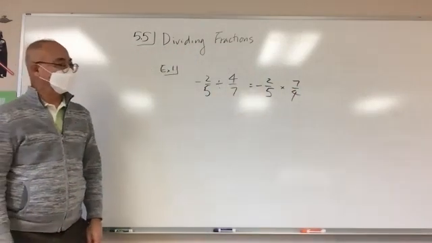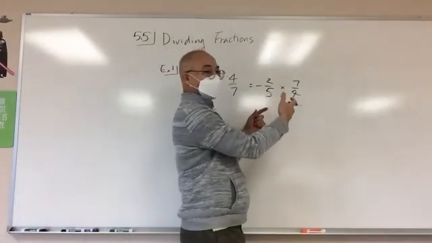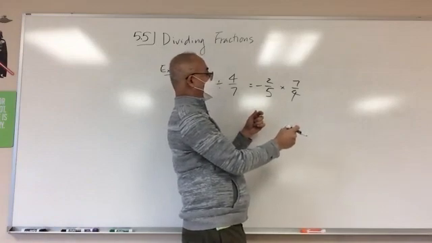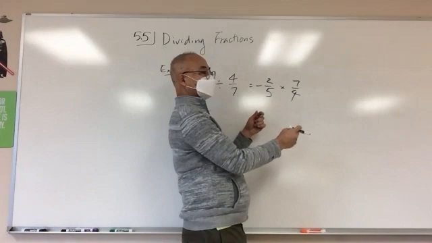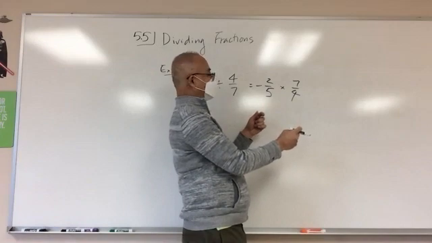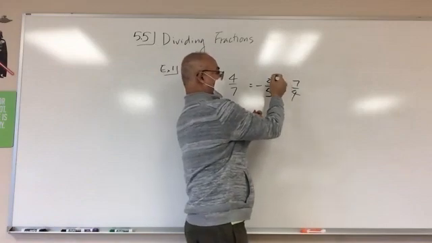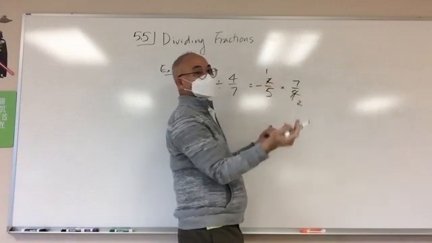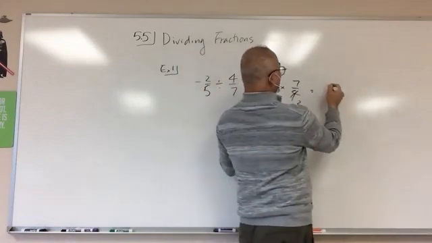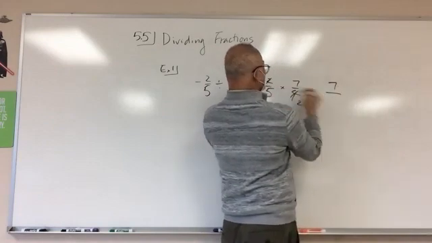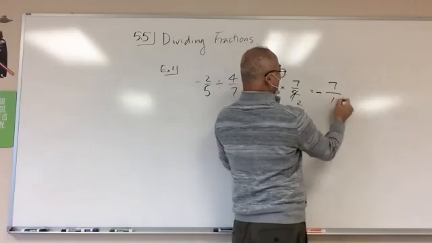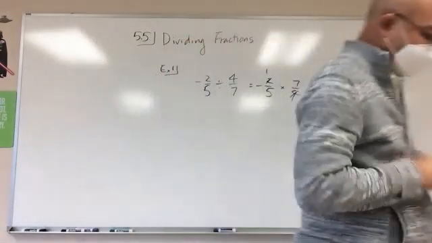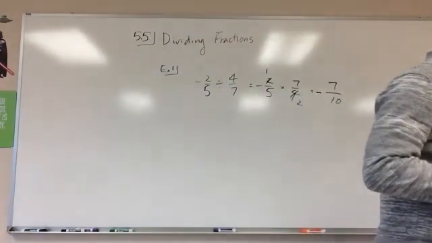Okay. What can I do here? Is there any simplification I can do here? Cooper? No, I don't think so. Grace? You cross out the 2 and the 4, right? Because they're both even, which means they're divisible by 2, right? So now I have 1 times 7, which is 7 on top. Actually, it's a negative number, right? And 5 times 2, which is 10. And I'm done. Okay? That's example number 1.